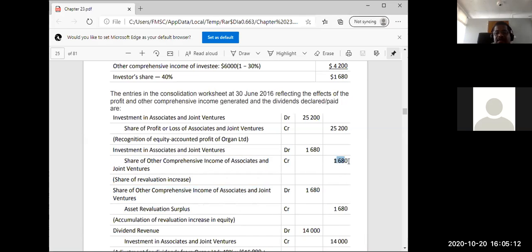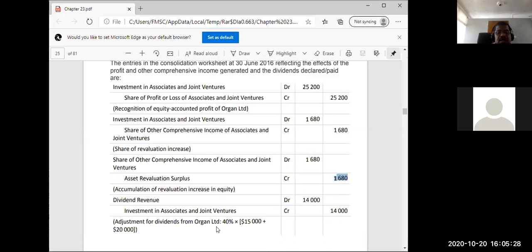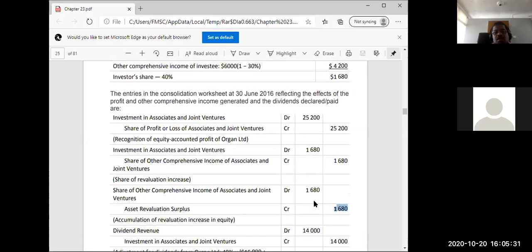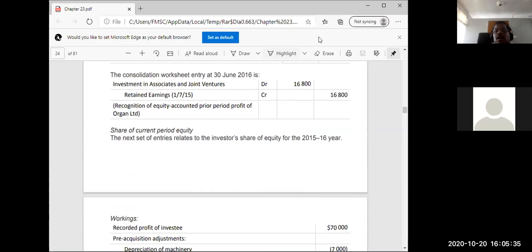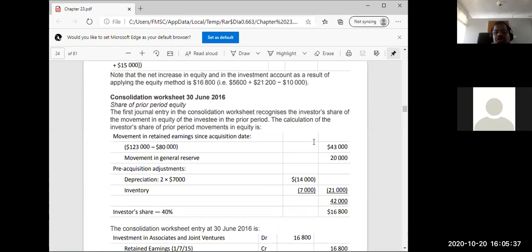So finally what happened is this contra, and this entry. That means investment in joint venture account debit, and assets revaluation surplus account credit. So dividend revenue 14,000.